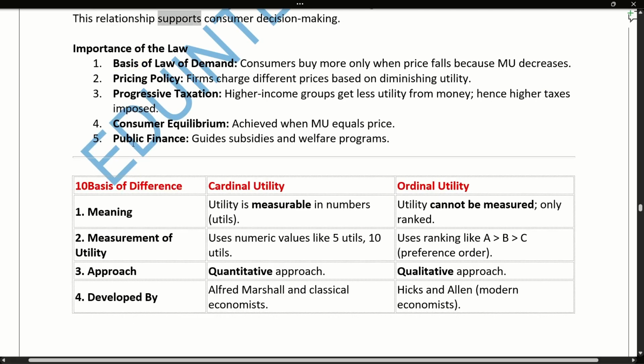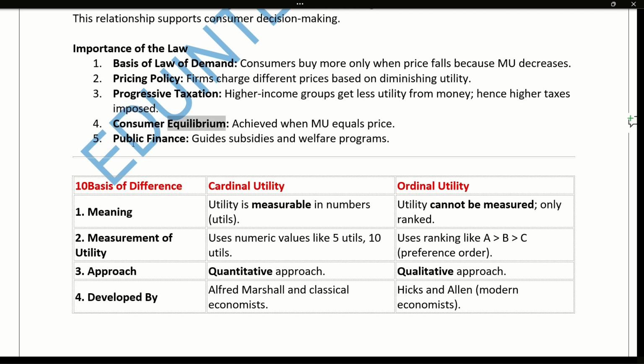This relationship supports consumer decision making. Importance of the law. Basis of law of demand: consumers buy more only when price falls because MU decreases. Pricing policy: firms charge different prices based on diminishing utility. Progressive taxation: higher income groups get less utility from money, hence higher taxes are imposed.